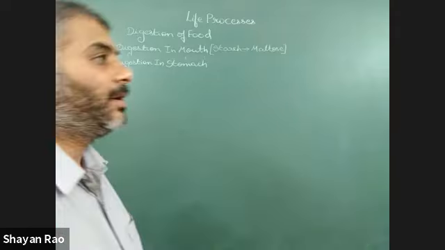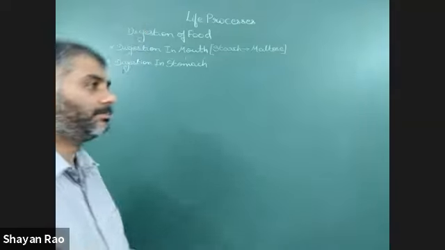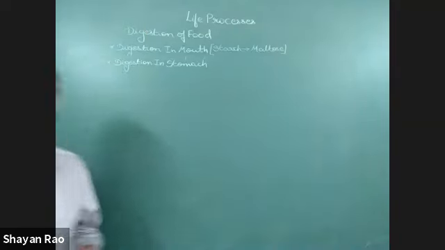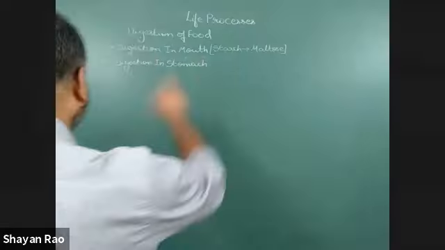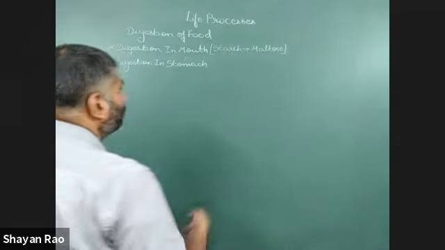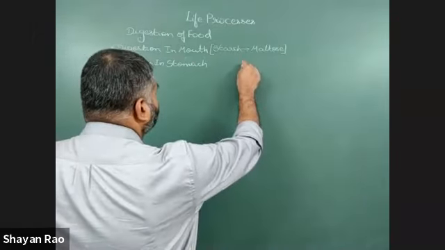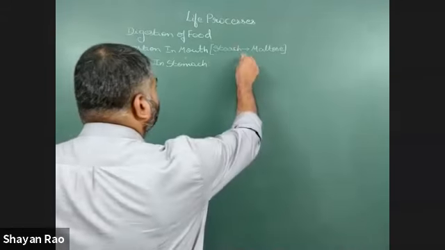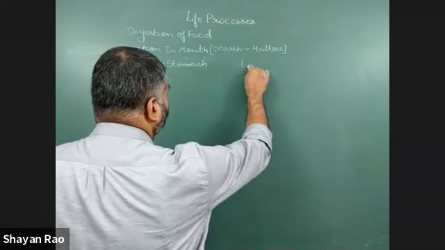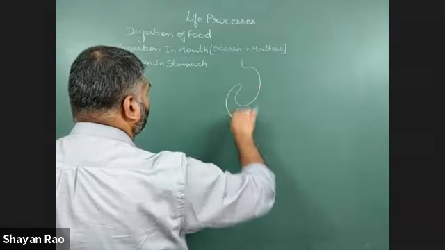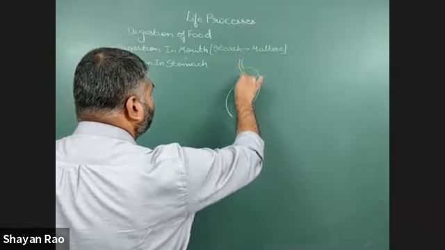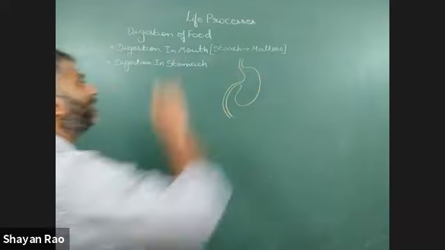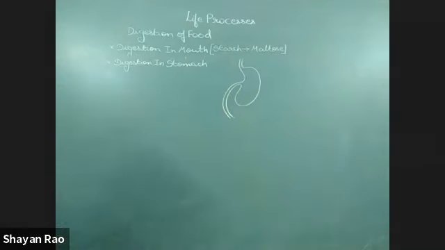Okay. Now let's try to understand what is the importance of this digestion which is going to take place in the stomach. So just to brief you, the stomach is something like a C-shaped structure, or a J-shaped structure. That's what we understood in the previous class. So this is the stomach.